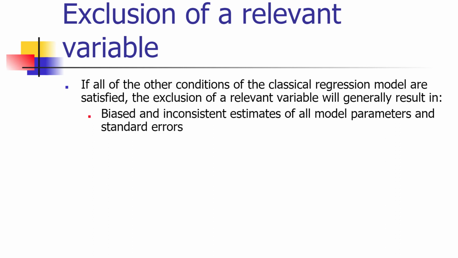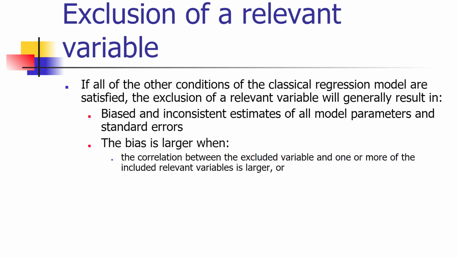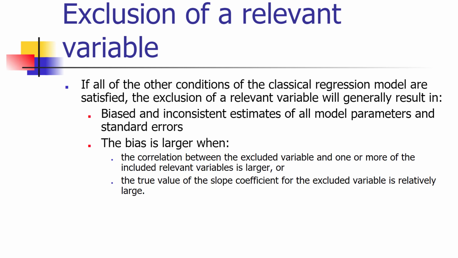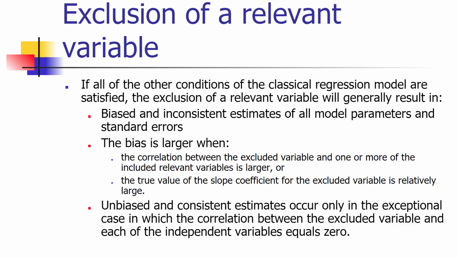In particular, all of your parameter estimates will be biased and inconsistent for all model parameters and standard errors in general, although there is an exception. This bias is larger when the excluded variable is highly correlated with one or more of the variables that you do include, and in that case, the included variable will be picking up the effect of the variable that you omitted. It's also going to be larger if the omitted variable has a relatively large impact on your dependent variable. You only end up with unbiased and consistent estimates if the correlation between the excluded variable and each of the independent variables equals 0. And that's generally not a very likely scenario.